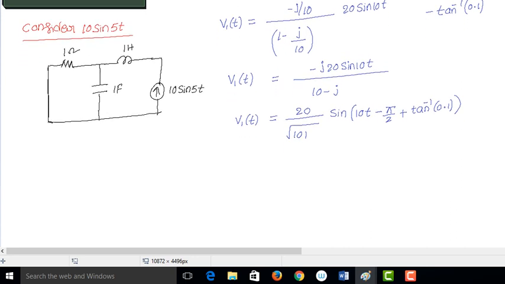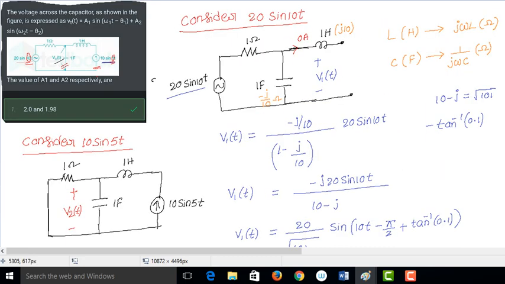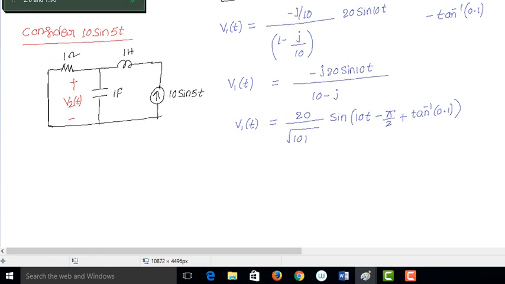Now we need to find the voltage across this capacitor again. This voltage I can call V2 of t. Again we should convert the inductors and capacitors into resistance form. We can convert inductors as j omega L, capacitor as 1 by j omega C. The frequency here is 5, so it becomes j5 ohms, and the capacitor is minus j by 5 ohms.